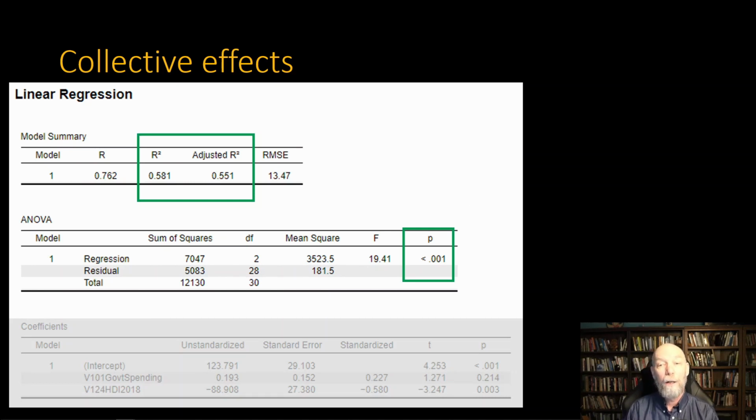So how do I write up these results? I just say 58% of the variation in percent of the population that believes prostitution is never justifiable is explained by knowing countries' government spending levels and knowing countries' human development index levels. This is a statistically significant result. That's it.